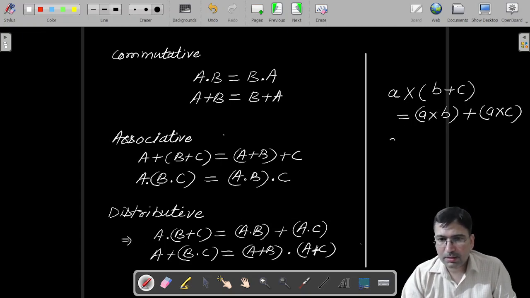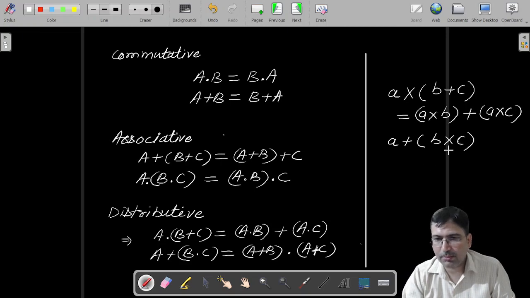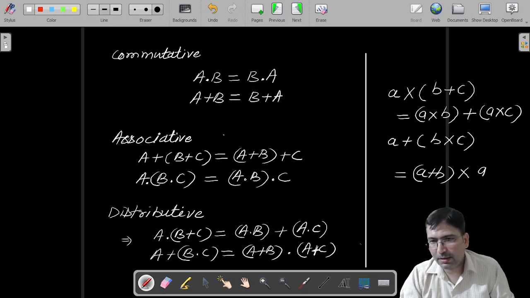But in case we try to distribute addition over multiplication in mathematics, there's a problem because multiplication has higher precedence. So plus cannot be distributed over multiplication. If you do so, both things will not be equivalent. So let's say if you write something like a plus b multiplied by a plus c, this thing will not be correct.